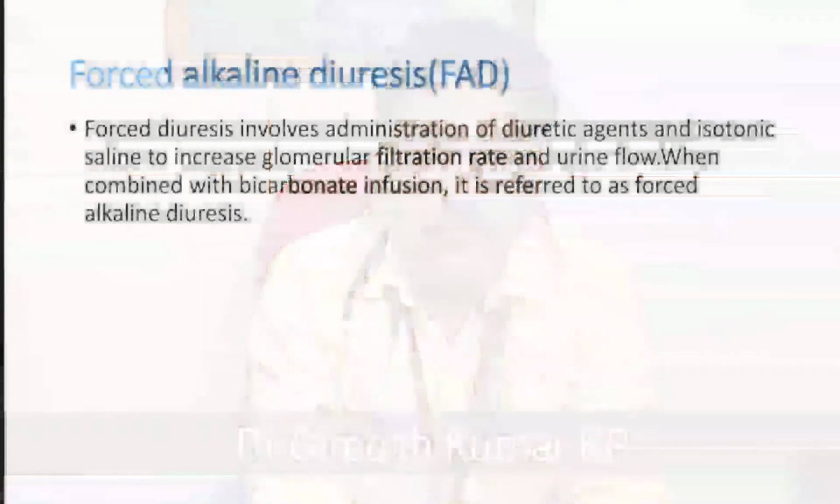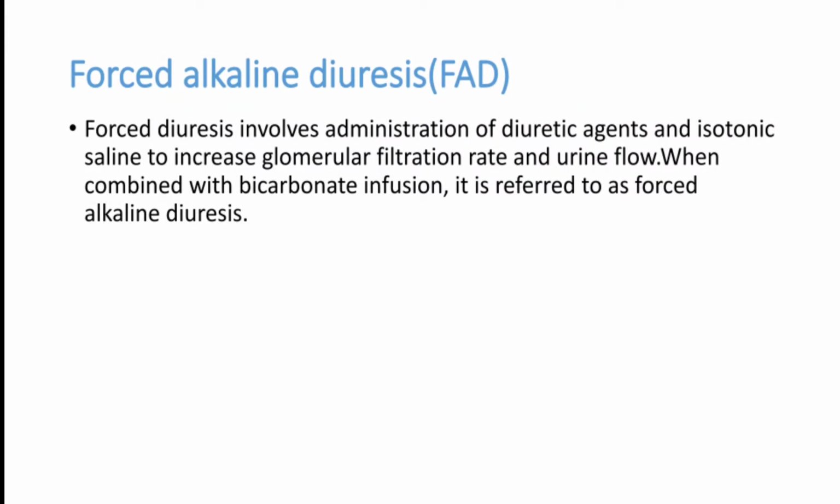Today we are discussing forced alkaline diuresis or forced diuresis. Forced diuresis involves the administration of a diuretic agent, that is furosemide, and isotonic saline, that is normal saline or Ringer lactate, to increase the GFR, glomerular filtration rate, and urine flow. When this process is combined with sodium bicarbonate infusion, it is known as forced alkaline diuresis.